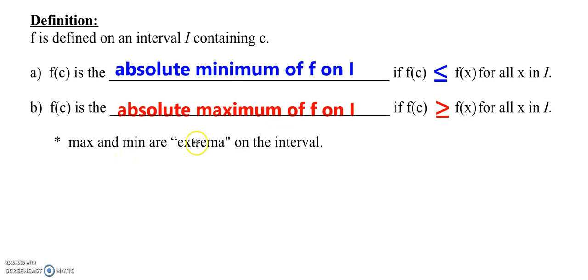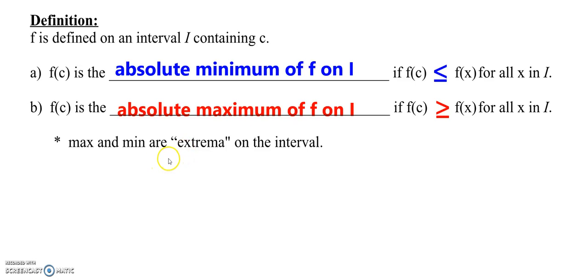Really, both of these are formal definitions for saying this is the lowest value. So at some point c, the y value, f of c, is lower than every other y value, or equal to. So think about what that means. If you have a horizontal line, everything is the absolute minimum, or everything is the absolute maximum as well.